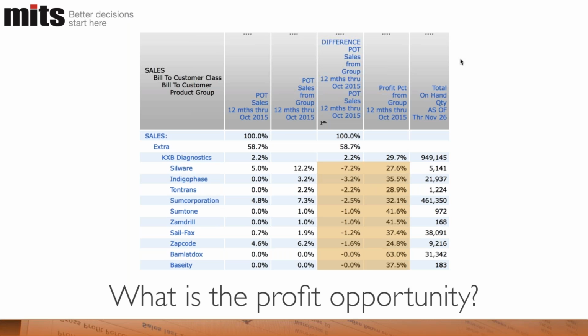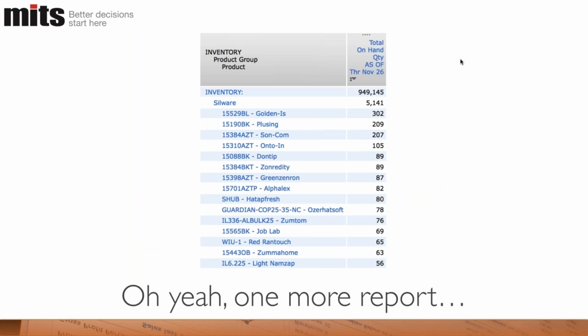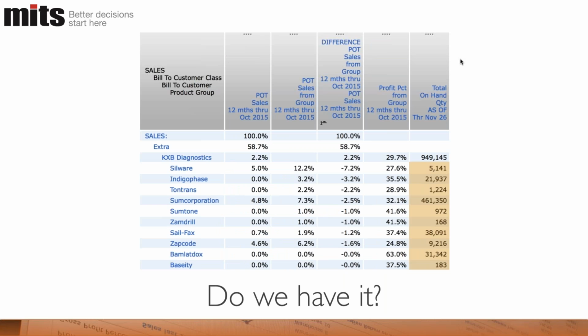Okay? And now there's one more report that we need to put into this data set, and that is what we actually have on hand right now. So what do we have in inventory? What's there and what's available, and we can add that column there to the right.